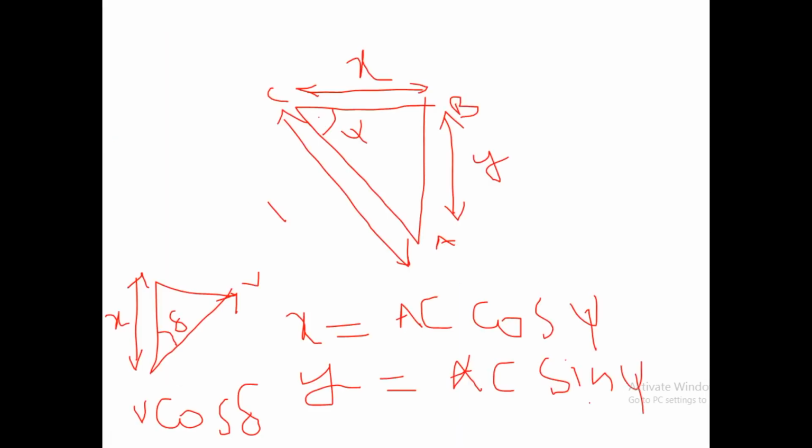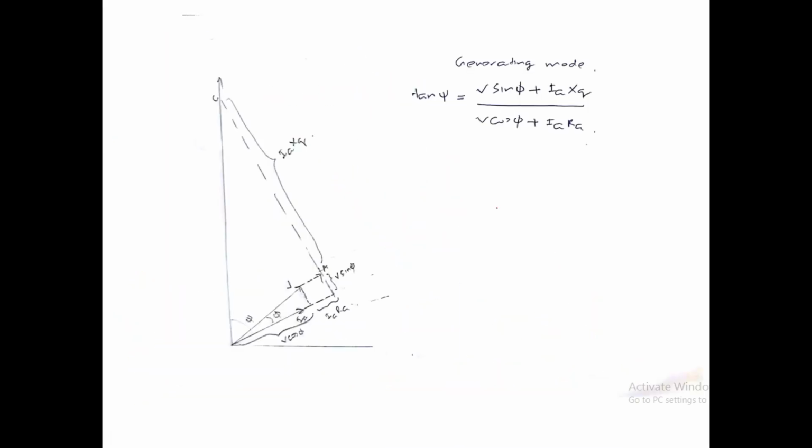Okay. So this is the vector diagram. Now again we can prove another relation, tan psi equal to. That means the same diagram I am drawing separately here. This is psi. So tan psi means opposite side by adjacent side. Opposite side, you can refer from there. So this will be V sin phi plus Ia into xq divided by adjacent side, which is V cos phi plus Ia into Ra. Okay.